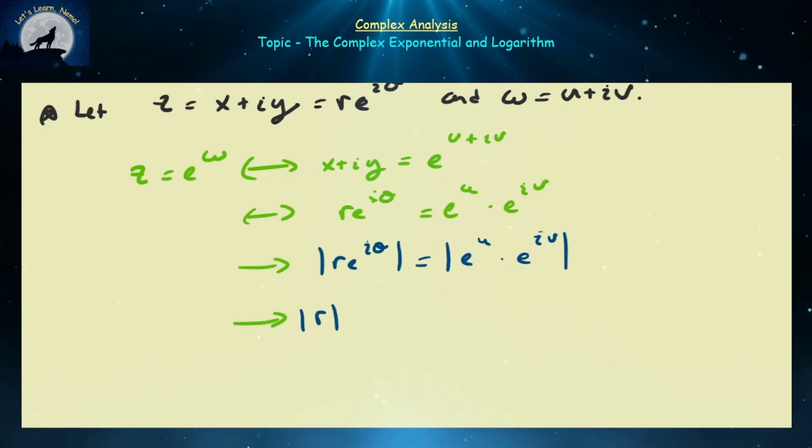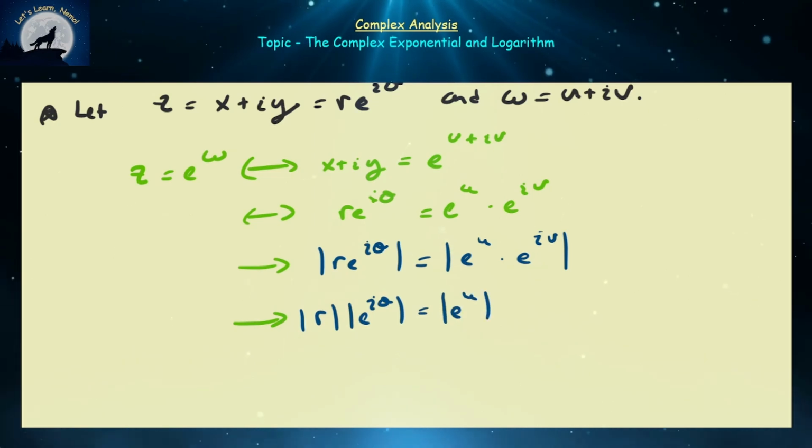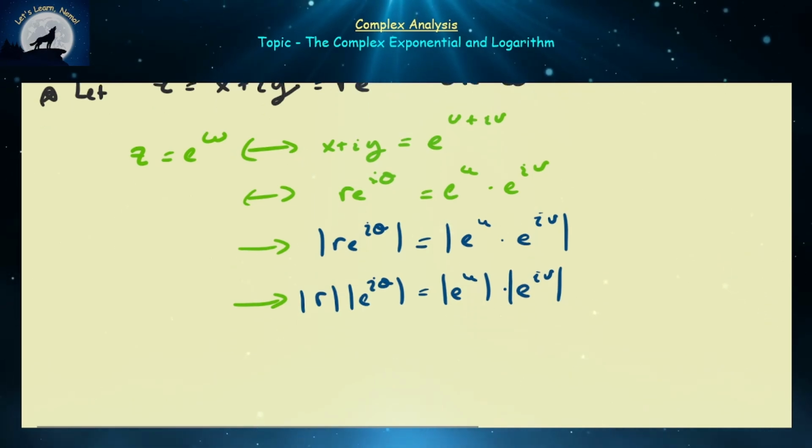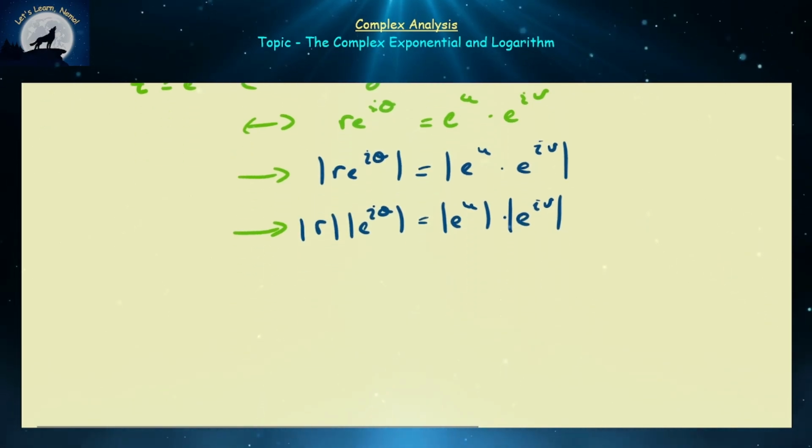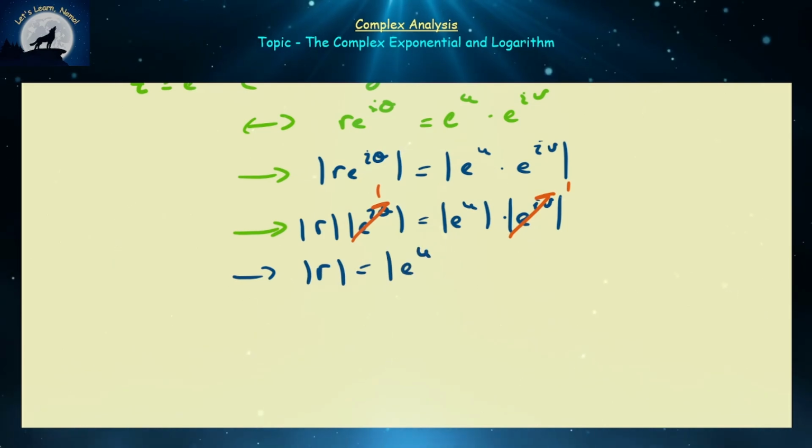So the norm of r times the norm of e to the i theta is equal to the norm of e to the u times the norm of e to the iv. Keep in mind, a complex number's magnitude is dictated only by its leading term, because the exponential term is going to be equal to 1. So we're just left with the absolute value of r equal to the absolute value of e to the u. Once we have this, we can clearly see that r will be equal to e to the u.